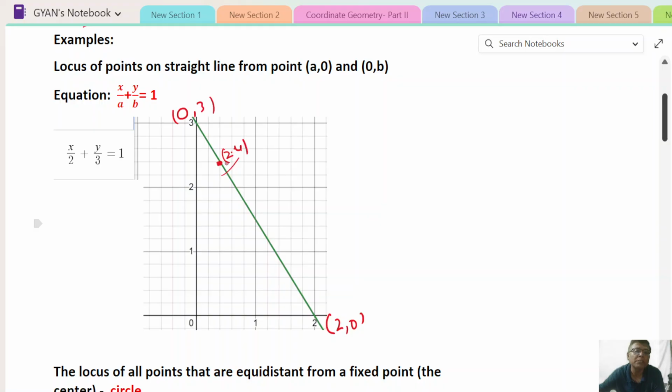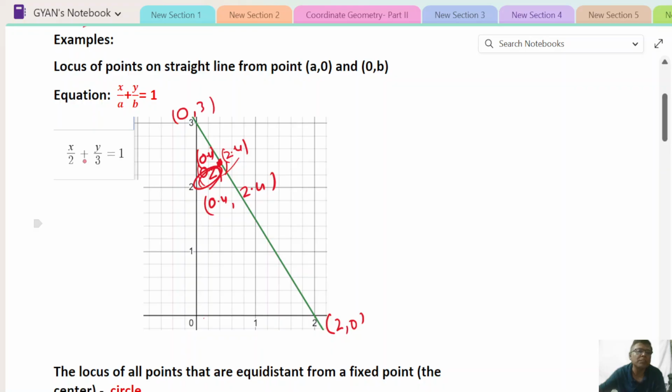And what is the x-axis? The x-axis is just the point 0.2. So 1, 2, 3, 4, 5, 6. This is point 4. So this point is (4, 2.4).